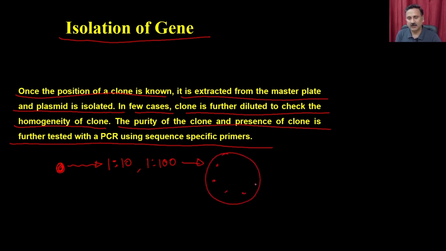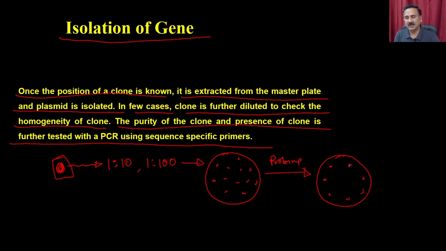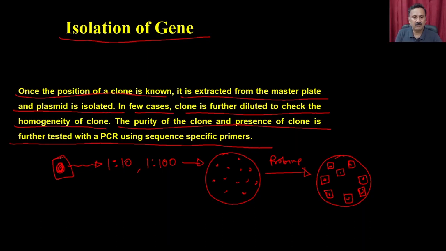So in that case you are going to get all the colonies. Ideally, if this clone is pure, which means it only has a single gene, all these clones are identical to each other. So if you repeat the probing reactions, whether you use the DNA probe, antibody probe or the enzymatic method, all these clones should give you the signal. If only some of the clones give you the signal, then this particular clone is not pure. It may have multiple clones coming together, or when you were isolating the clone, you got cross contamination from the neighboring clones.